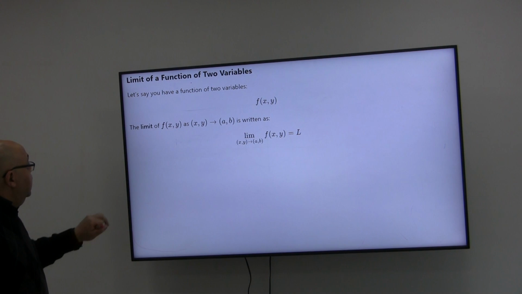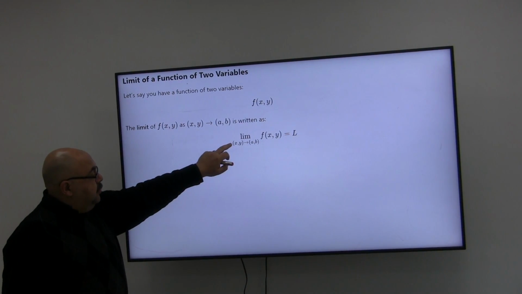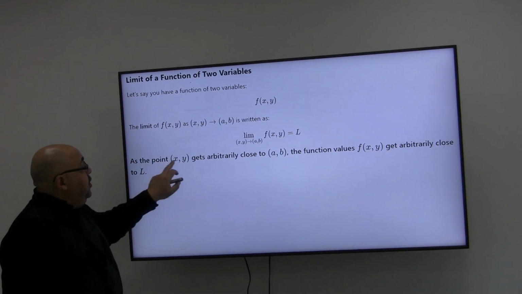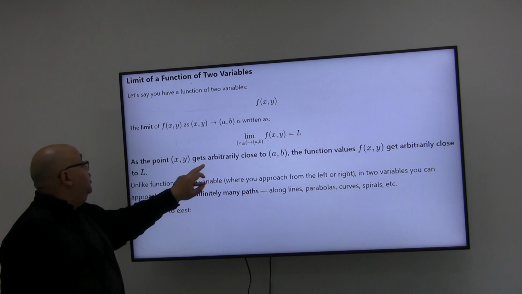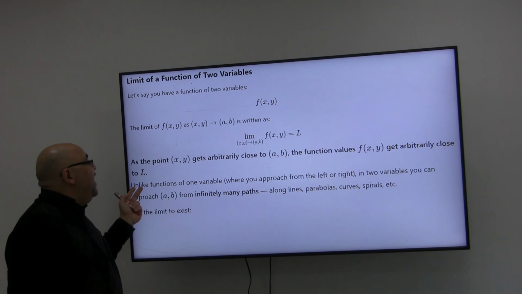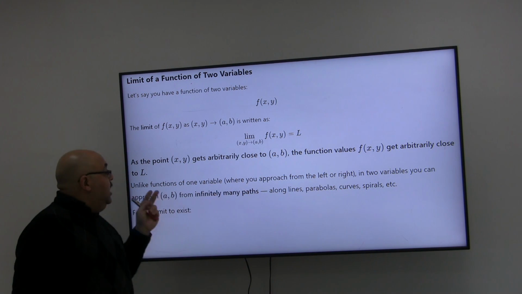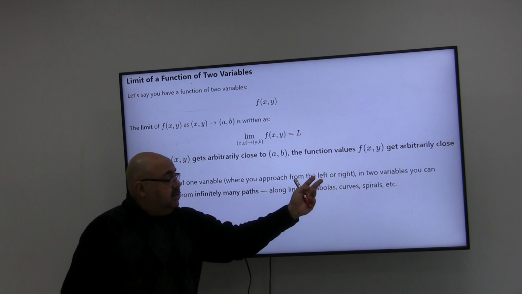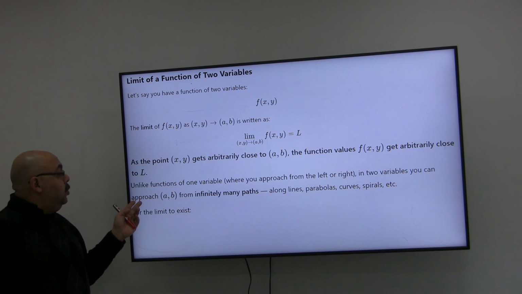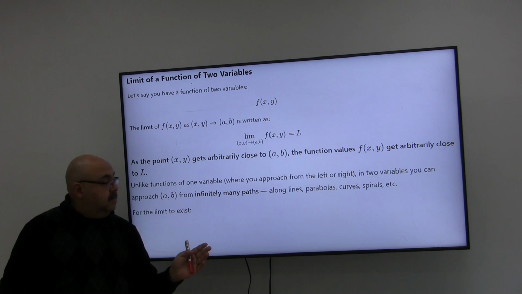So once more, the limit of f of x, y as x, y tends to A, B is written in this form. As the point x, y gets arbitrarily close to A, B, the function value gets arbitrarily close to L. Unlike functions of one variable, where you approach from left to right, in 2 variables you can approach A, B from infinitely many paths.